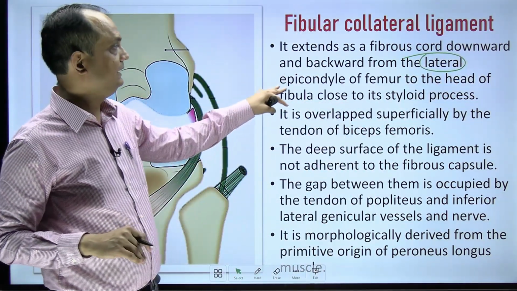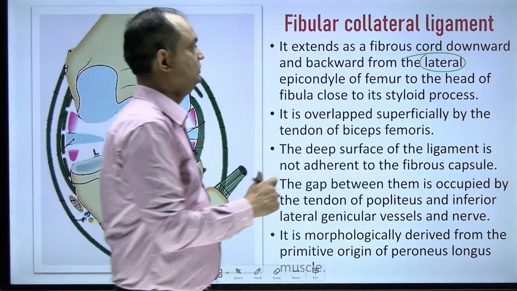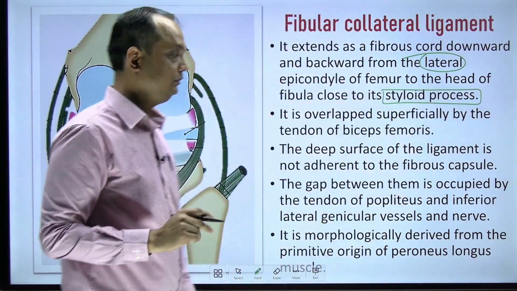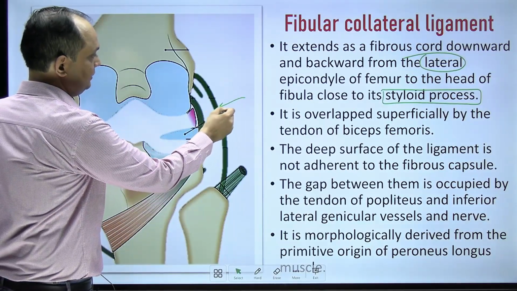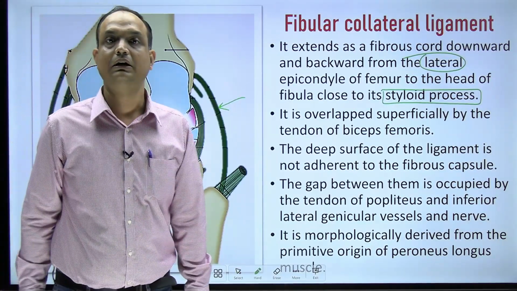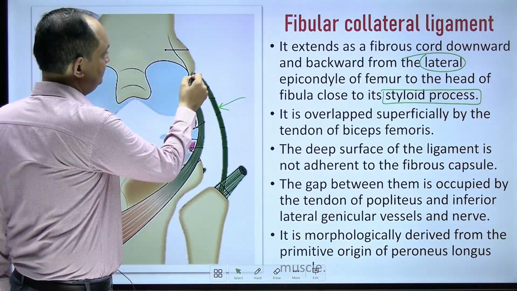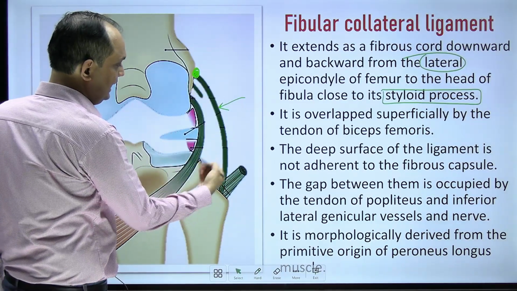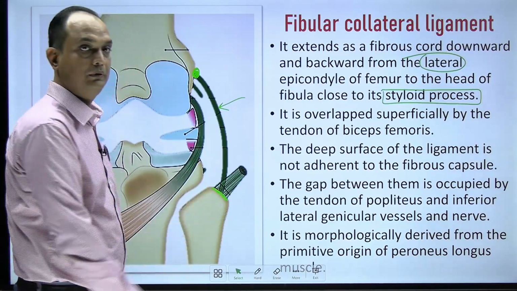It is from the lateral epicondyle of the femur to the head of fibula close to its styloid process. Clear? So here you can see that this is your fibula, and here you can see this is your fibular or the lateral collateral ligament. It is not having the superficial and deep lamina. It starts from this lateral epicondyle of the femur. It is going downward and it will go on the posterior aspect of this styloid process of your fibula.